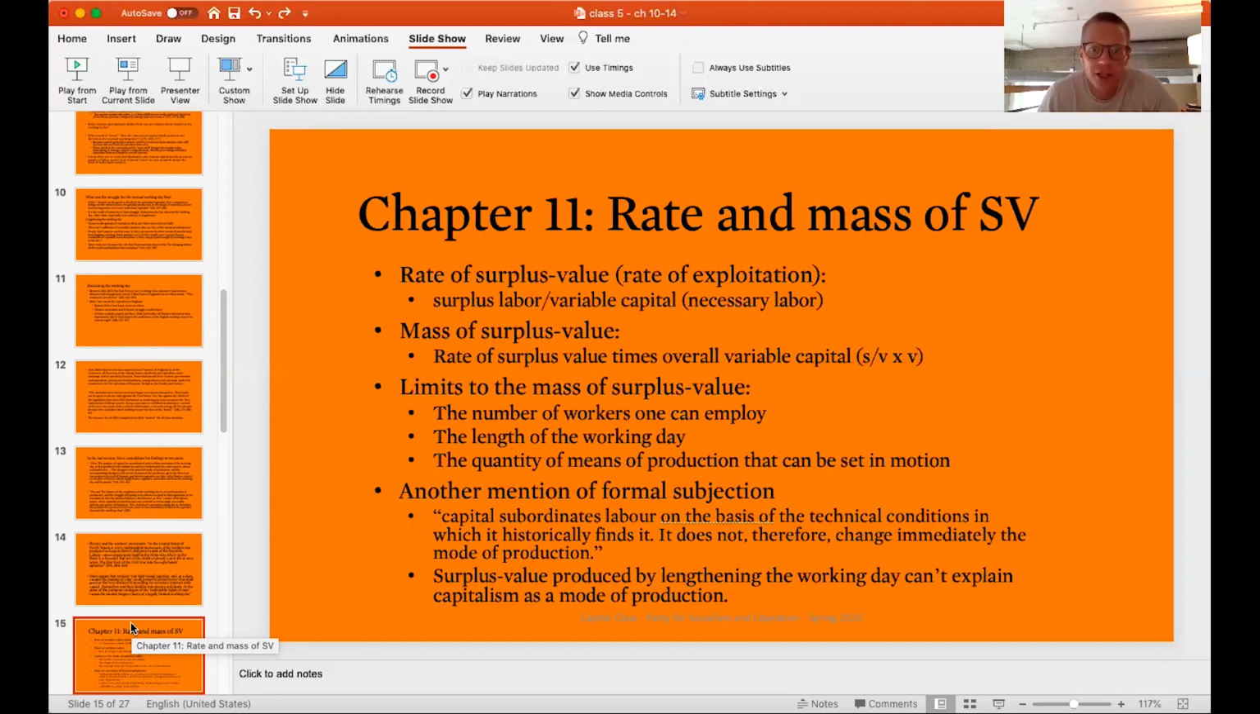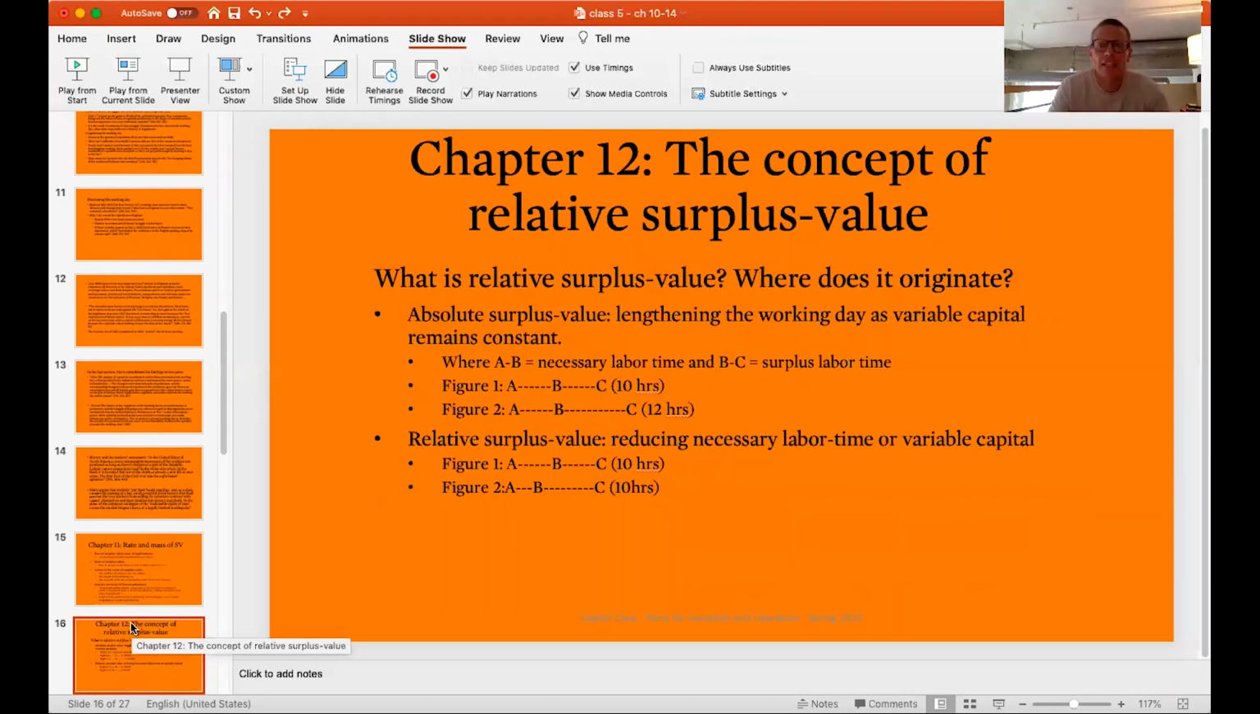So capitalist production, when it's producing surplus value, what Marx will next call absolute surplus value, isn't yet really a proper mode of production in itself. It's not standing on its own two feet. Surplus value that's produced by lengthening the working day can't explain capitalism as a mode of production. And so in chapter 12, he gets more into this and tells us what the other form of surplus value is. So absolute surplus value is produced by lengthening the working day, as variable capital remains constant.